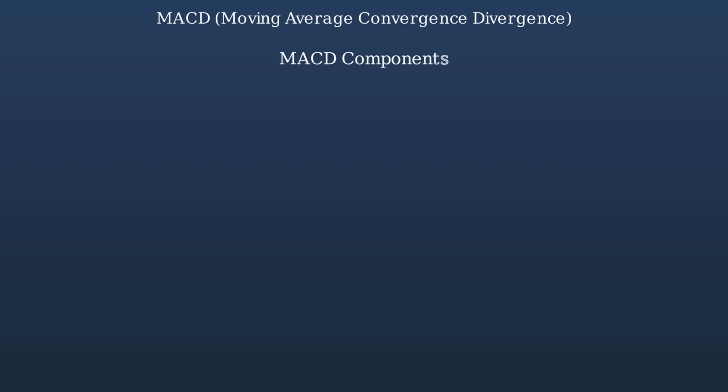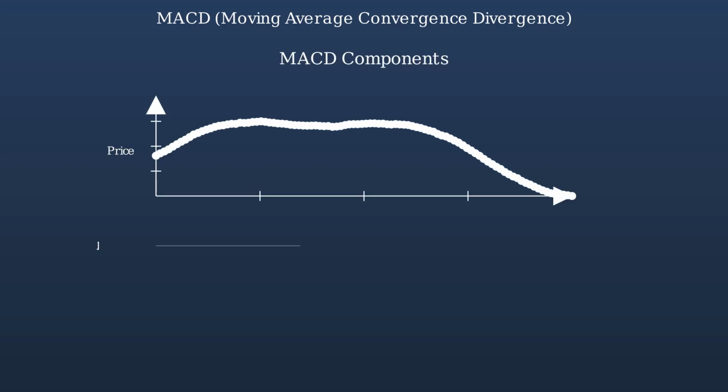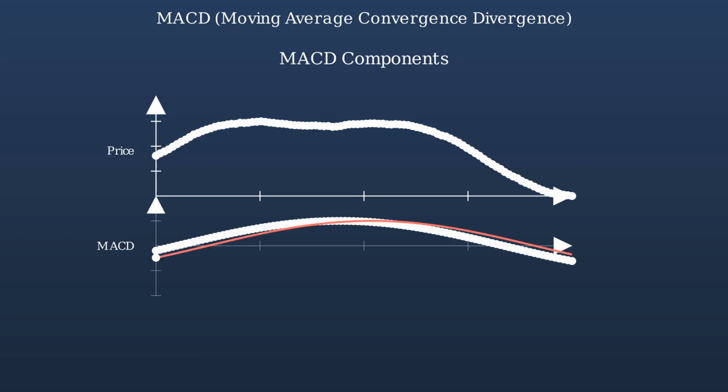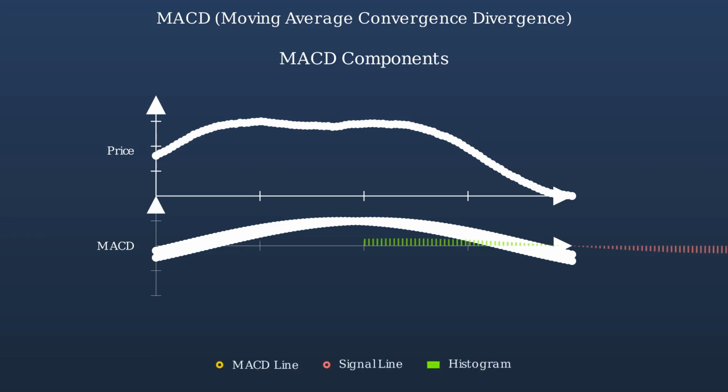The MACD consists of three components: the MACD line, the signal line, and the histogram. The MACD line shows the difference between two EMAs, while the signal line is a 9-period EMA of the MACD. The histogram represents the difference between the MACD line and signal line, showing momentum. When the MACD line is above the signal line, the histogram is positive, indicating bullish momentum.